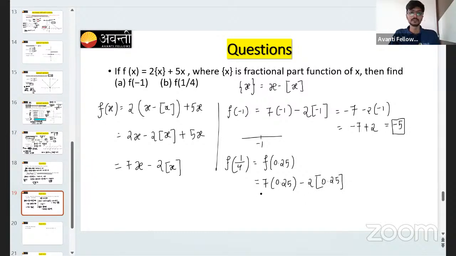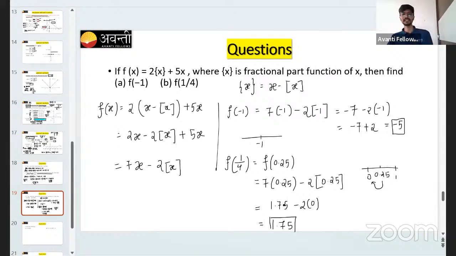So 7 into 0.25, 25 sevens are 1.75, I think. माइनस हियर इसका पता नहीं चल रहा है तो 0.25 ये इंटीजर नहीं है, इसके लेफ्ट में कौन आएगा? 0, राइट में 1. आई नीड द लेस वन, तो इट इज 0. माइनस 2 into 0 is 0. तो आंसर इज 1.75. I hope it is clear now. So now the warm-up questions are done.